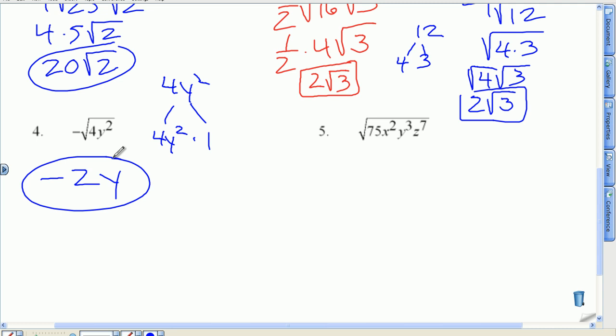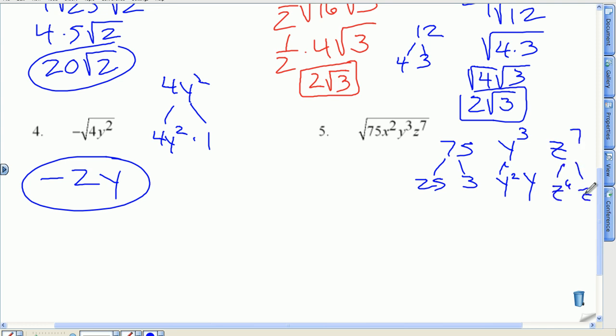Okay, let's take a look here. We can do this in three parts. When you get a little bit better, you kind of do this all together. 75 is 25 times 3. Okay, x squared is a perfect square. So I'm going to leave that off of here. Y cubed is y squared times y. And z to the 7th is z to the 6th times z. All right. So we're going to break this into two parts. Everything we can take the square root of, 25, x squared, y squared, and z to the 6th. We can take the square root of that whole thing.